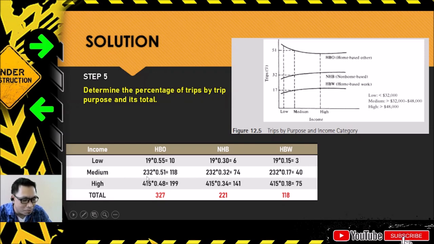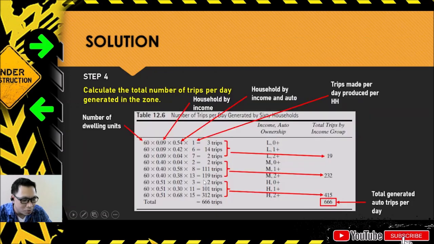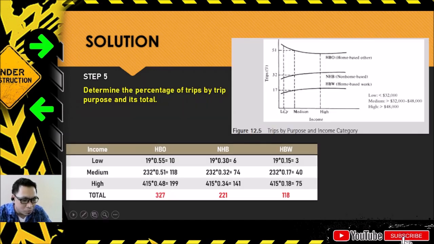Next, let us go to the medium. So we have 232. Where does the 232 come from? That is from the total number of trips generated by the medium income. So for medium income, when it comes to home-based other, it has 0.51. So 0.51 multiplied by 232 is 118. Then for non-home-based, you multiply by the percentage of trips for non-home-based, which is 0.32. So 232 times 0.32 is equal to 74.